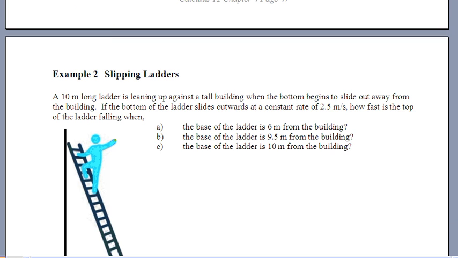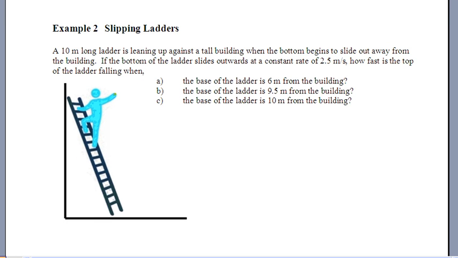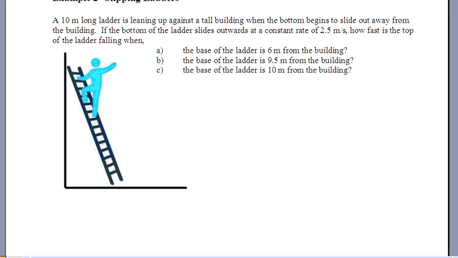We had that cone pile that was kind of morphing. The next one's going to be the story about somebody on a ladder that slides down a wall because somebody wasn't holding the ladder down at the bottom. Suppose a story here, say we've got a 10-meter long ladder leaning against a building, and the bottom begins to slide out. The bottom slides outwards at a constant rate of 2.5. How fast is the top of the ladder falling?